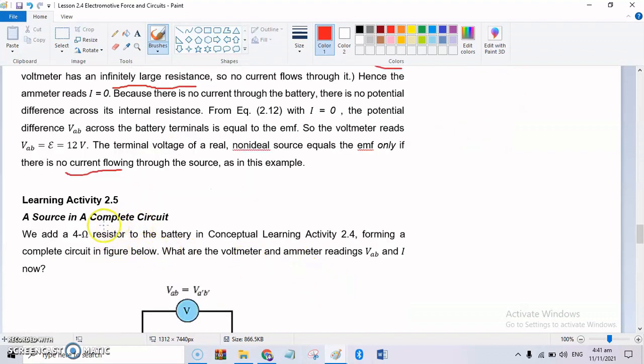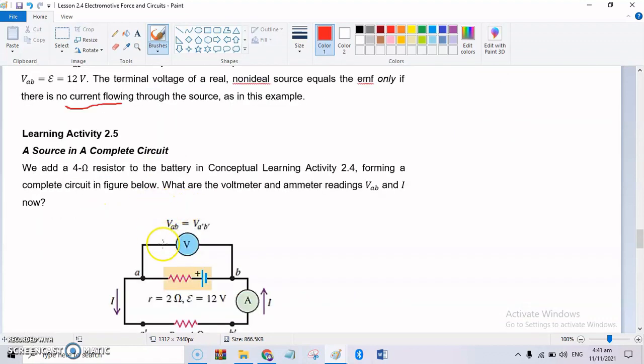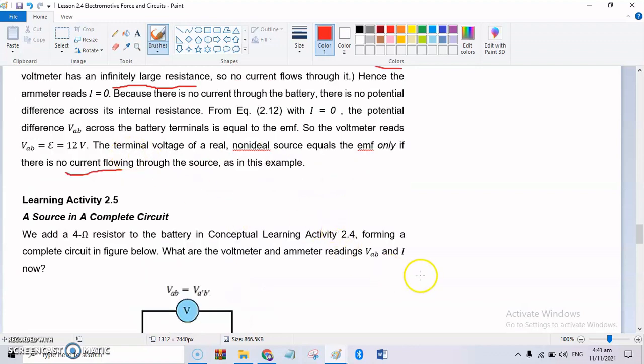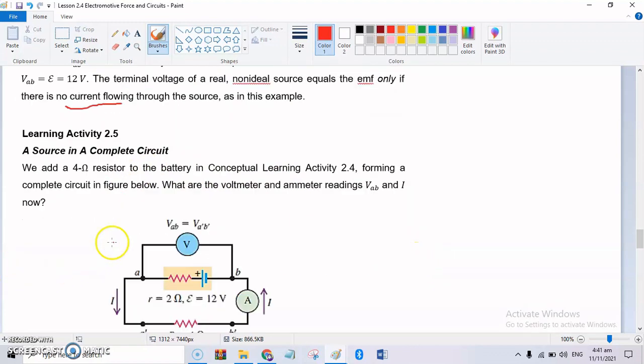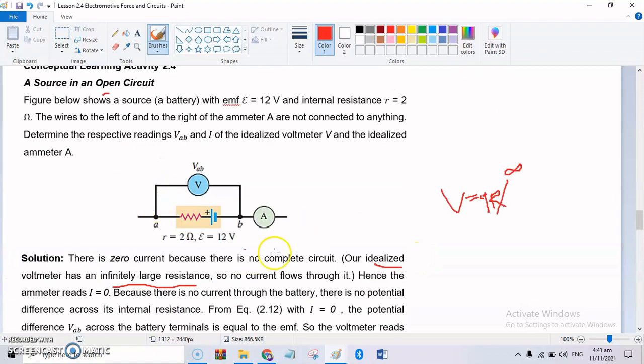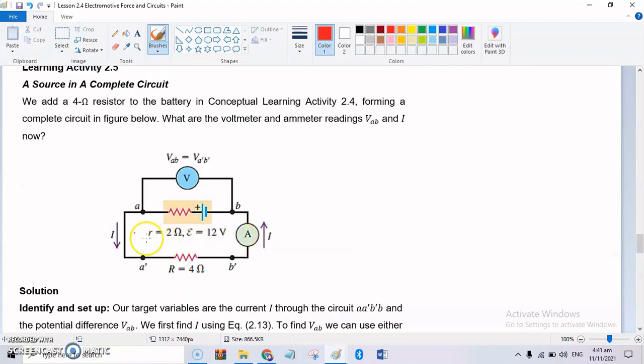For a complete circuit, on the other hand, we add a 4 ohm resistor to the battery in conceptual learning activity 2.4, forming a complete circuit in the figure below. So from this figure, we are to form a complete circuit na. What are the voltmeter and ammeter readings, VAB and current now?